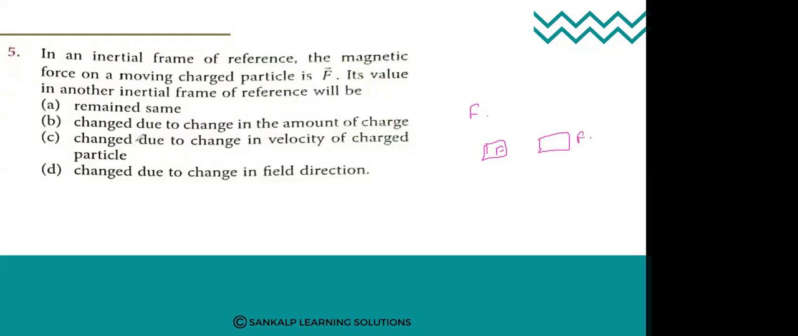It remains the same. Option B, change due to the change in the amount of charge. Change due to the change in velocity of the charged particle. Change due to the change in field direction. So whether it will remain the same or it will change due to three factors: one is about direction, one about velocity, one about charge. So if these change, whether it will change or remain the same.